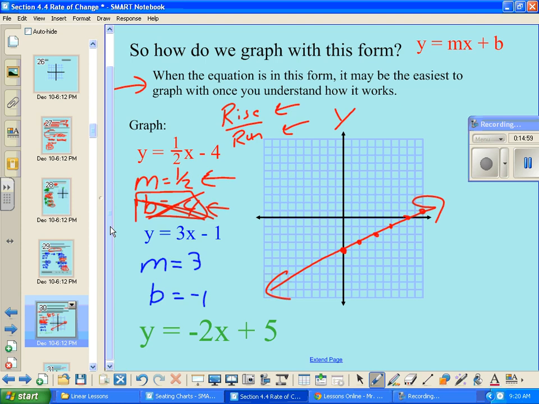So good so far. Well, how did I use it the last time? Or what do I do now? Just like I did with the red equation, how do I graph this? Well, the y-intercept tells me kind of a starting point. It tells me one spot on the graph for sure the line goes through.